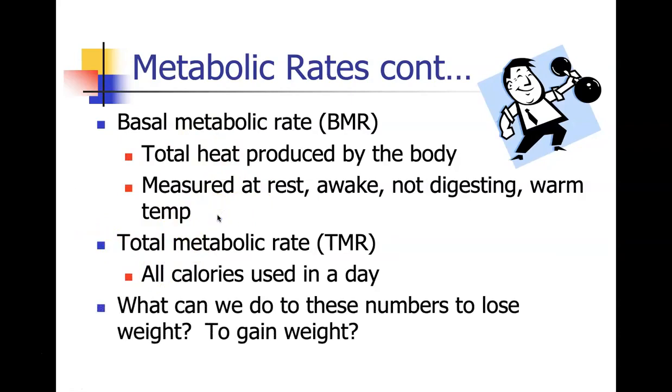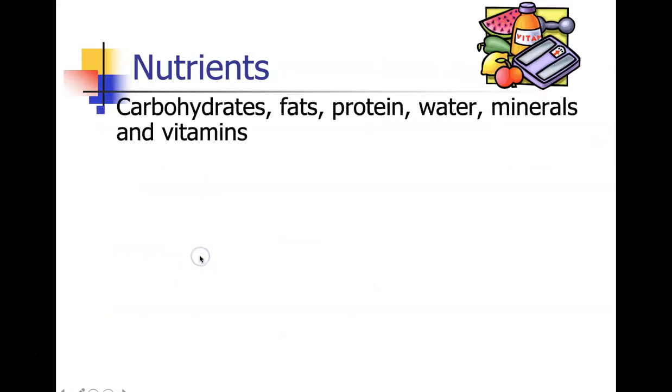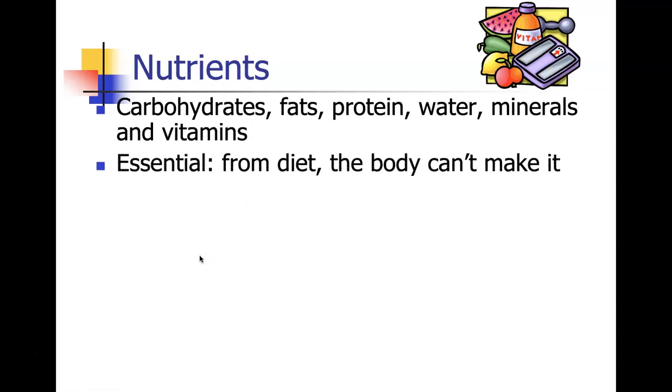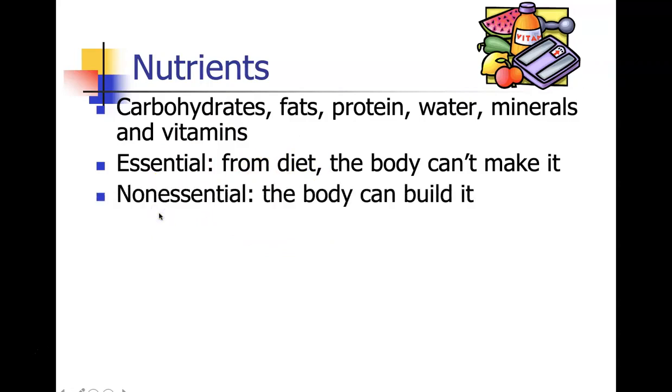So what can we do to these numbers to lose weight or gain weight, right? We're thinking about weight balance here and weight control. So one of the major things is to consider all these different nutrients you're intaking, right? Carbohydrates, fats, protein, water, minerals, and vitamins. And if it's an essential nutrient, it's from the diet, meaning the body can't make it, right? Our body can make some things, like some fatty acids, but we can't make everything. And so we have to be getting these essential nutrients from the diet.